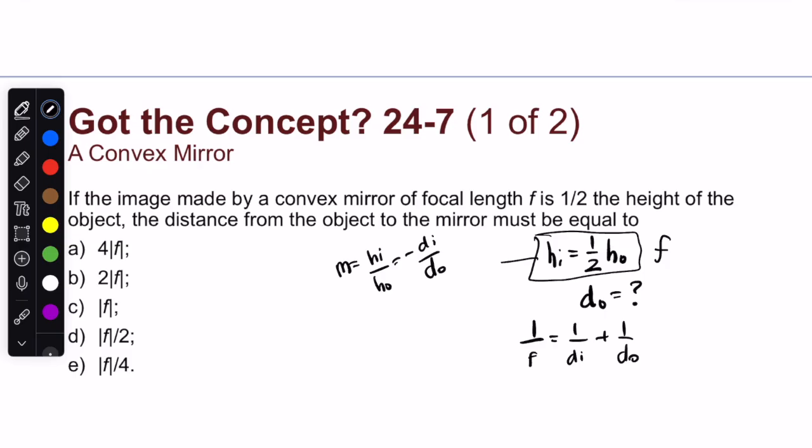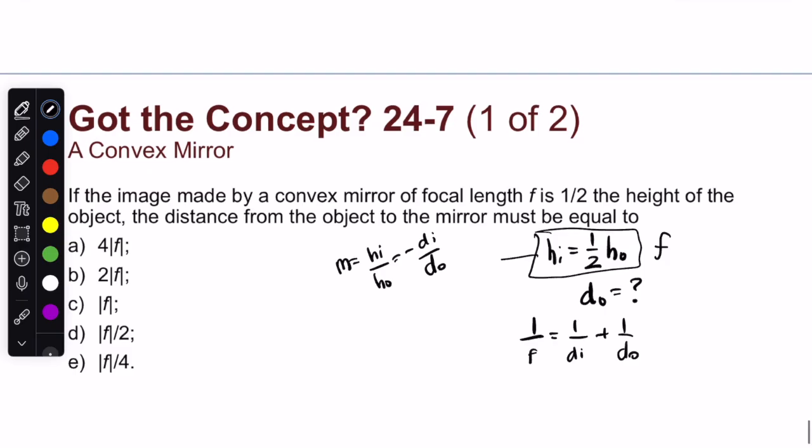So when we do that, hi is 1/2 ho, and that equals negative di over do. But what do we know about the image produced by convex mirrors? We know that di must be less than 0. So my di should be negative, and that negative will cancel with that negative outside, right? So let's think about that when we solve for di.